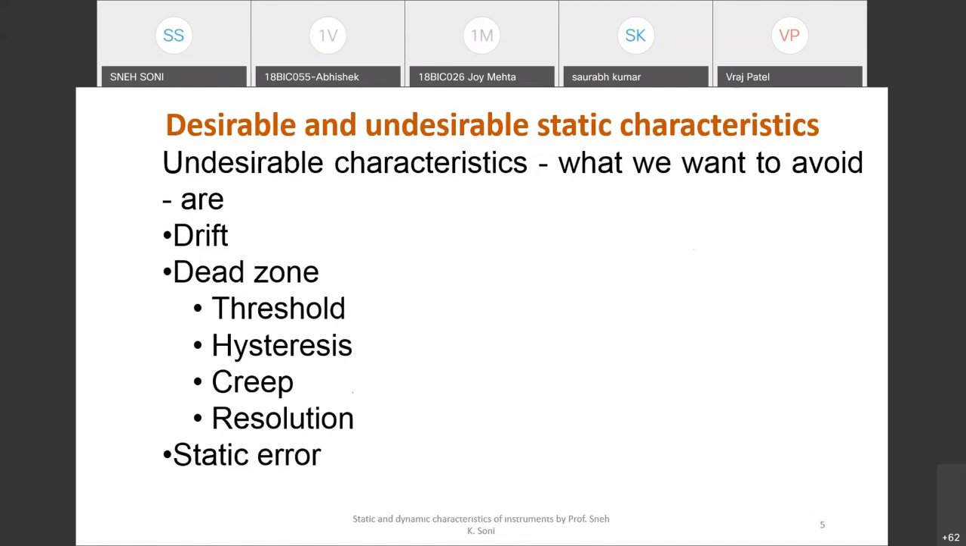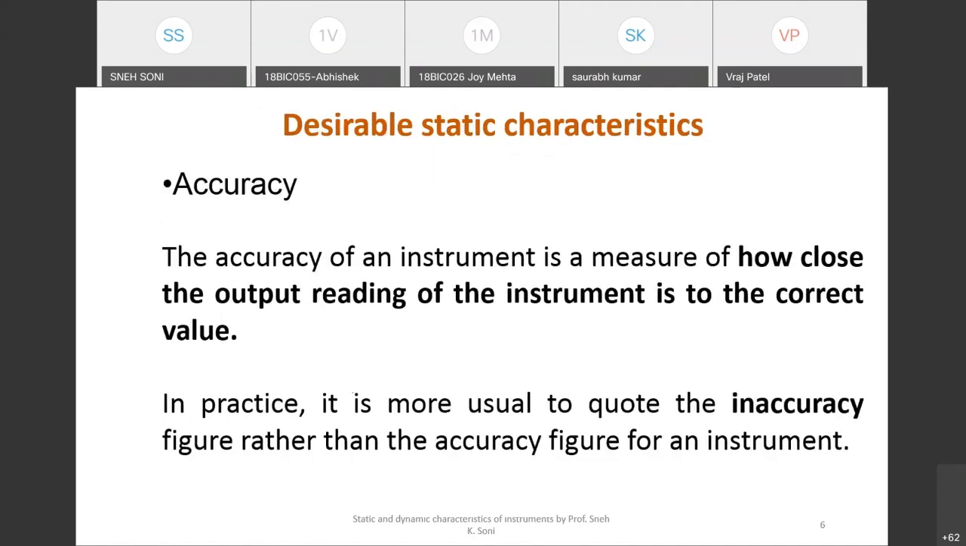Okay. Now let's start with the first static characteristic which we actually want to achieve, that is accuracy, right? We have already discussed what accuracy actually is. Can anyone tell me? I have already explained it in the previous session, I guess.